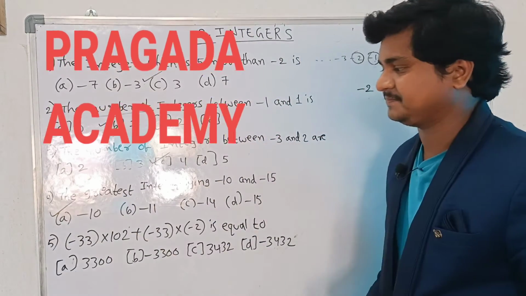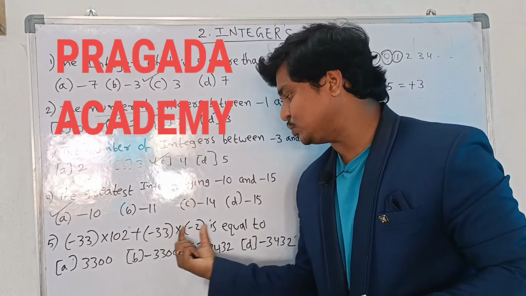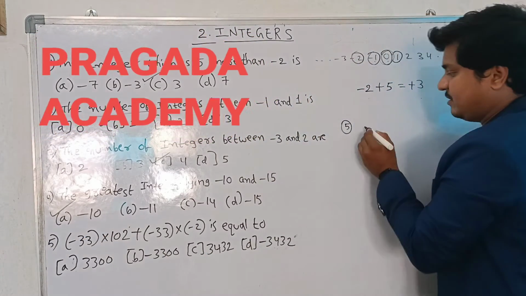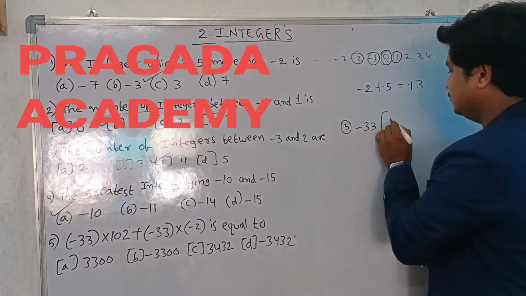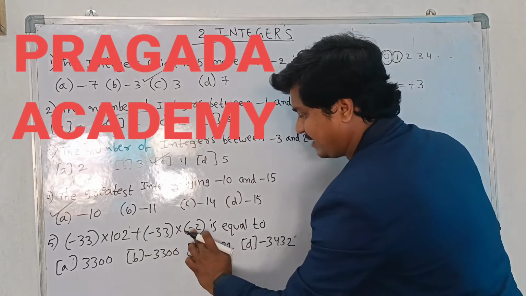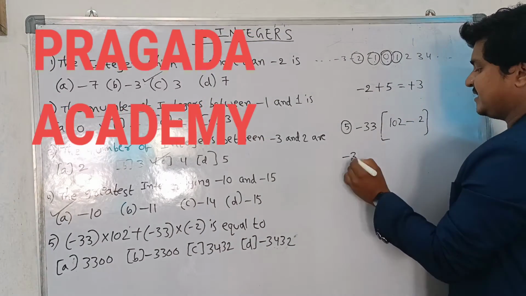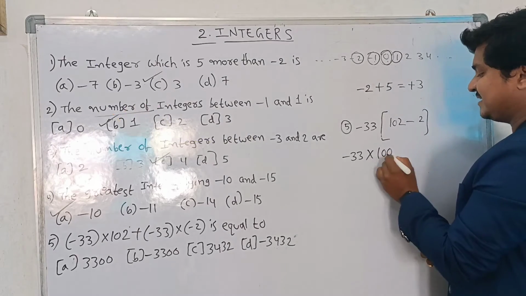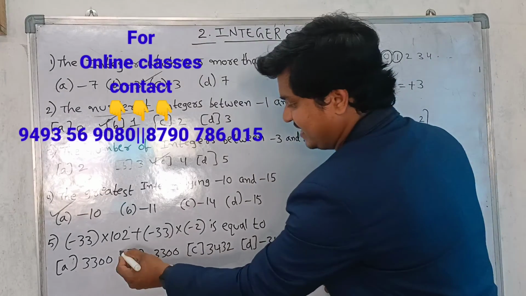Option A is correct. For the fifth bit, -33 into 102 plus -33 into -2 is equal to. If you observe these two terms here, -33 is common. You should take -33 common outside the bracket, and we have 102, and here plus into minus, you will get minus, and you have 2. So -33 into bracket 102 minus 2, how much? 100. So -33 into 100 is -3300. So option B is correct.